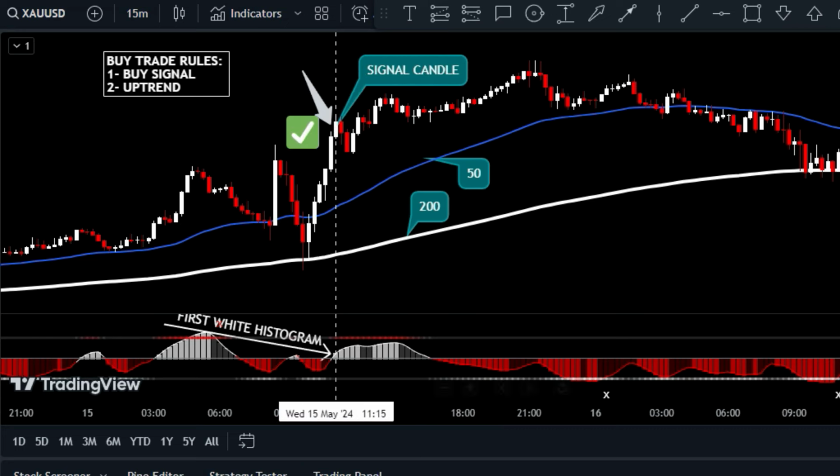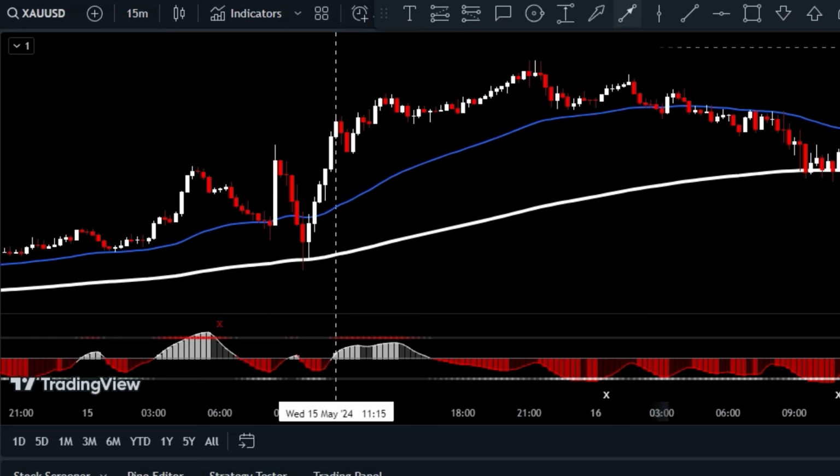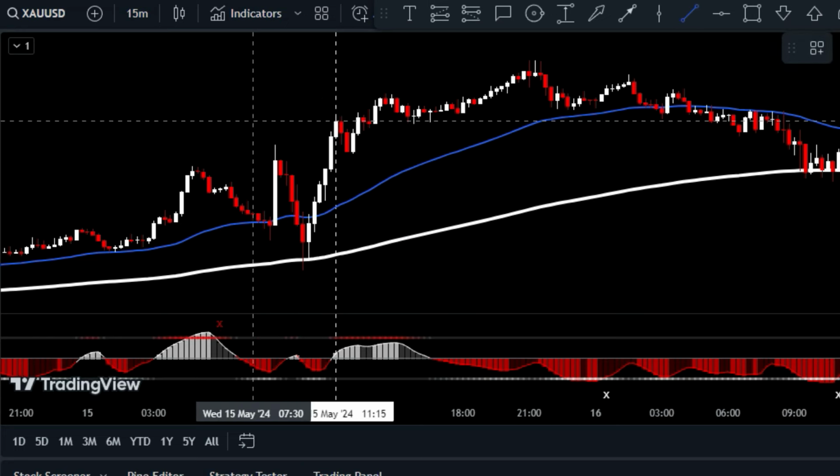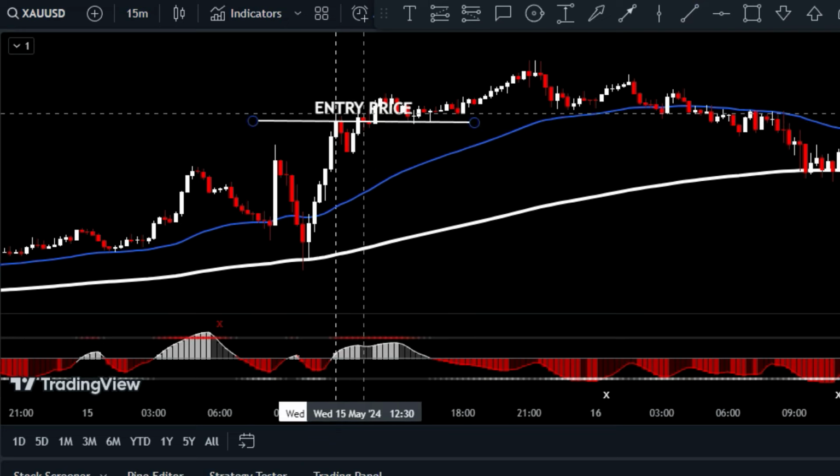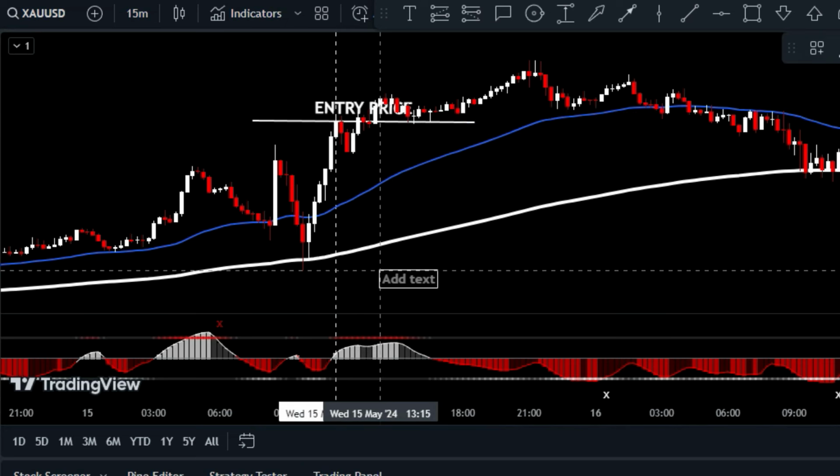So if everything's lining up, it's go time. Open the buy position. But remember, always manage your risk like a pro. Set a stop loss using a recent market swing low or one of the MA lines as your guide. Safety first, profit second.